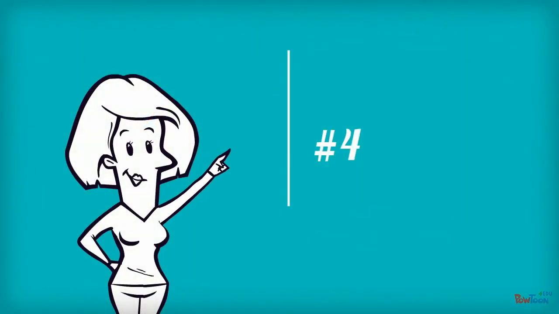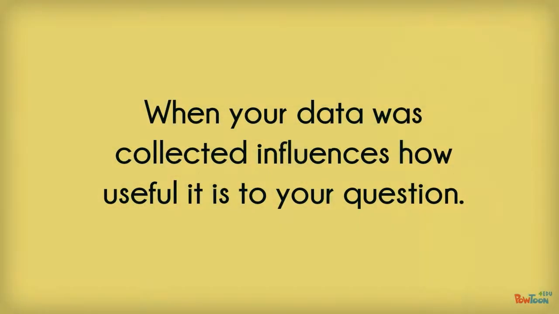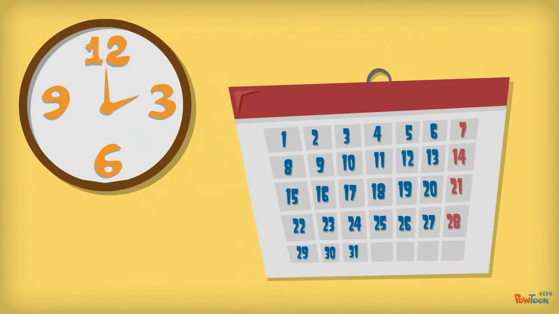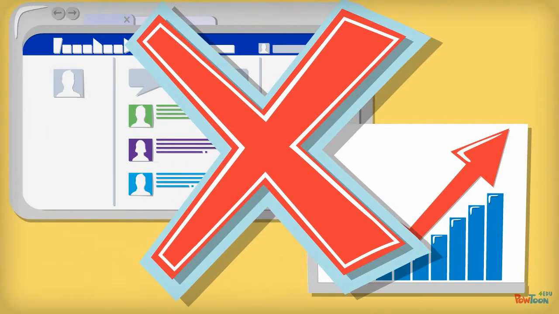Number 4. When was the information collected? When your data was collected influences how useful it is to your question. Some topics might require very current information that changes rapidly. For example, when looking at trending social media topics, we'll want up-to-date information. This changes really quickly, making older data useless.